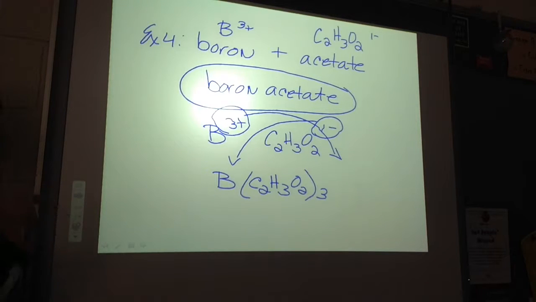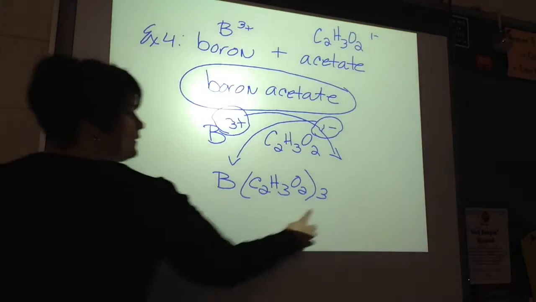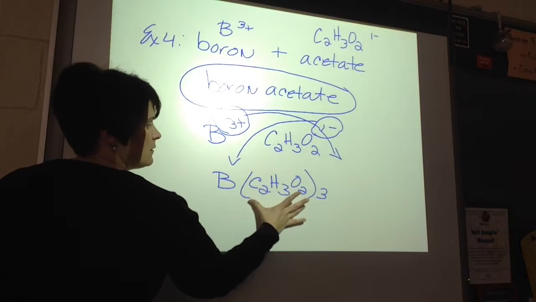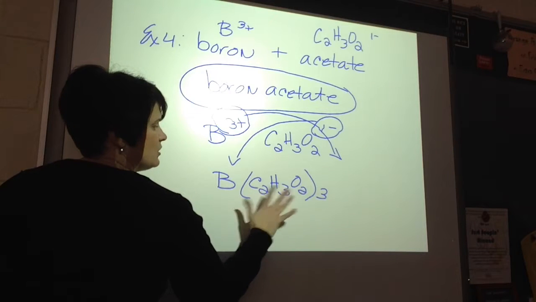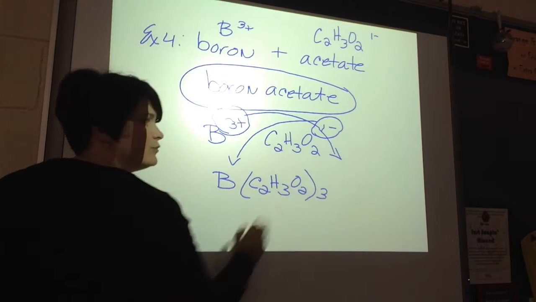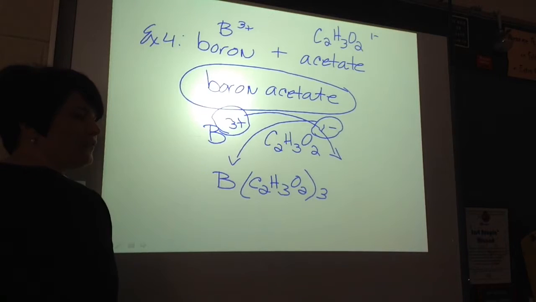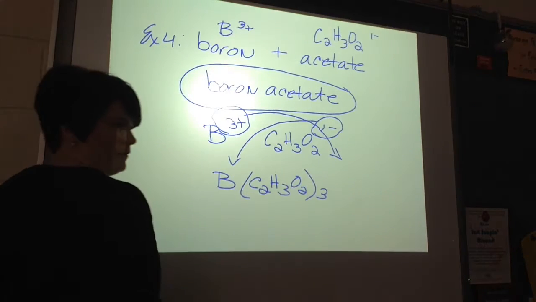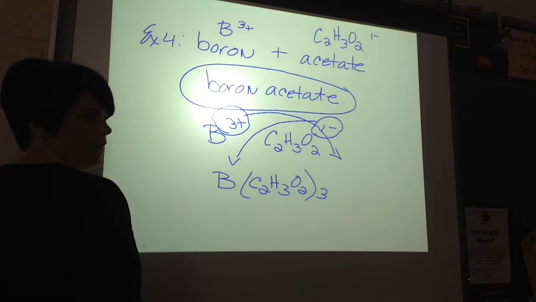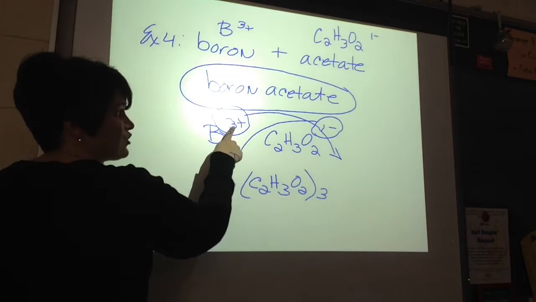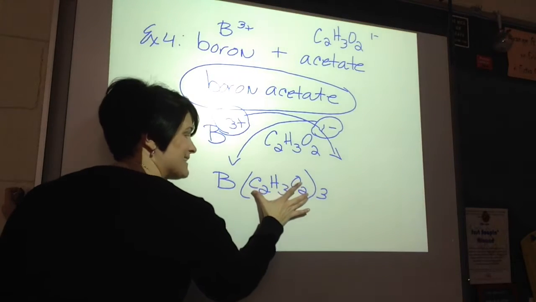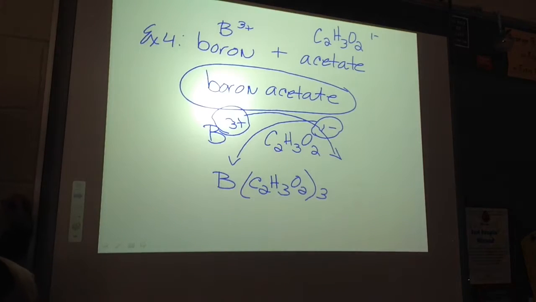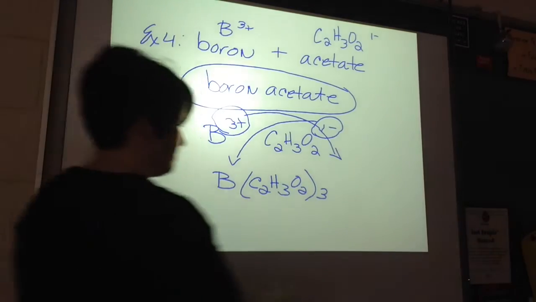Please notice, pay attention to the fact that this 3 applies to everything that's in the parentheses. So I have 3 C2s, 3 H3s, and 3 O2s. Do you follow? If I didn't have the parentheses, I would have B, C2, H3, O23. It's not okay. Because there's a 3 charge on the boron, I need 3 acetates, which is this whole package, in order to get to neutral. Yeah? Okay, let's do one more together.